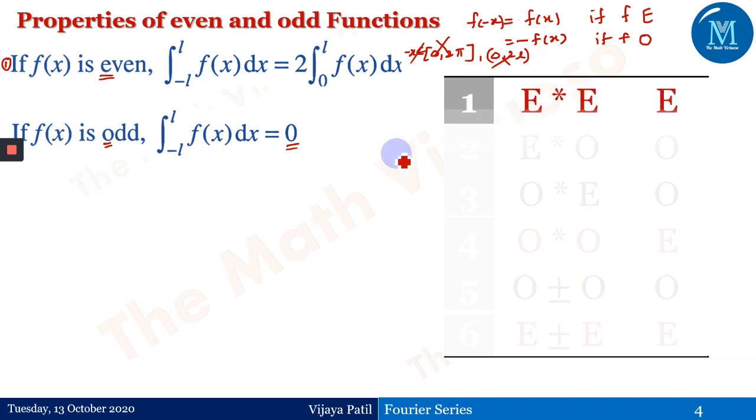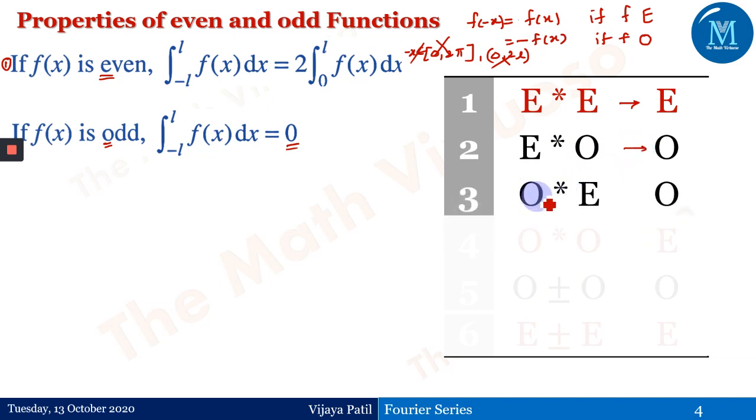The first property says that the product of even and even functions is an even function. Second, the product of even and odd is an odd function, and the product of odd and even is also an odd function. For this, you can take a very simple example. Suppose f1 of x is equal to x and f2 of x is equal to x square. So this is my odd function, and this is my even function.